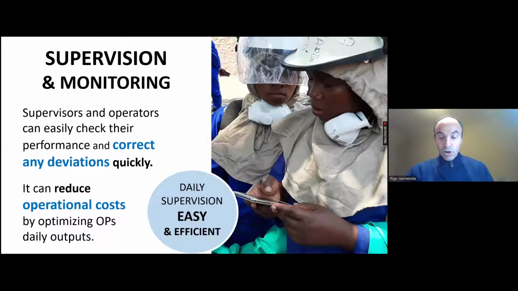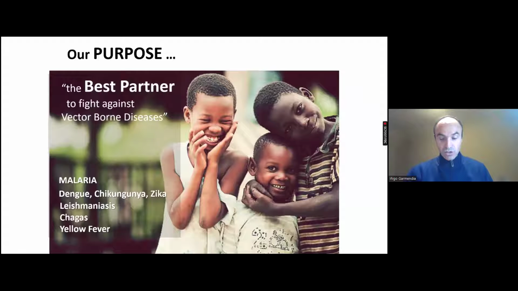So, we hope to finish the validation of the new tools very soon and to have the IKE Smart Light ready for the market by the second half of this year, and continue with our purpose to become your best partner to fight against vector-borne diseases. Thank you.